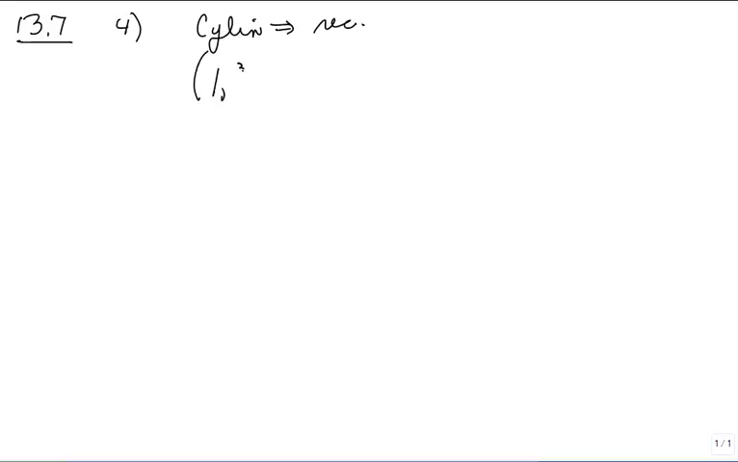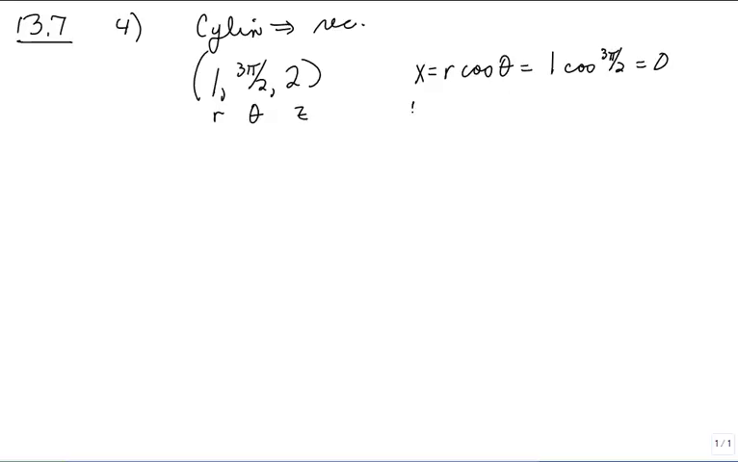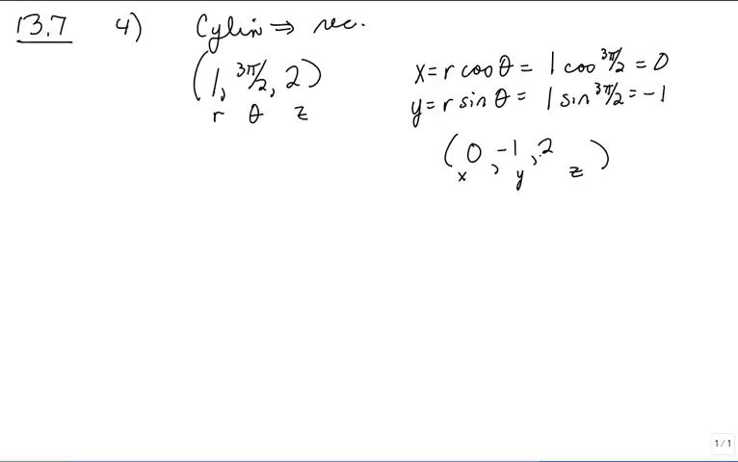So I have 1, 3 pi over 2, 2, that's r, theta, z. And I know x is r cosine theta, which is 1 cosine 3 pi over 2, which is 0. And y is r sine theta, which is 1 sine 3 pi over 2, which is negative 1. So my x, y, and z are 0, negative 1, and 2.